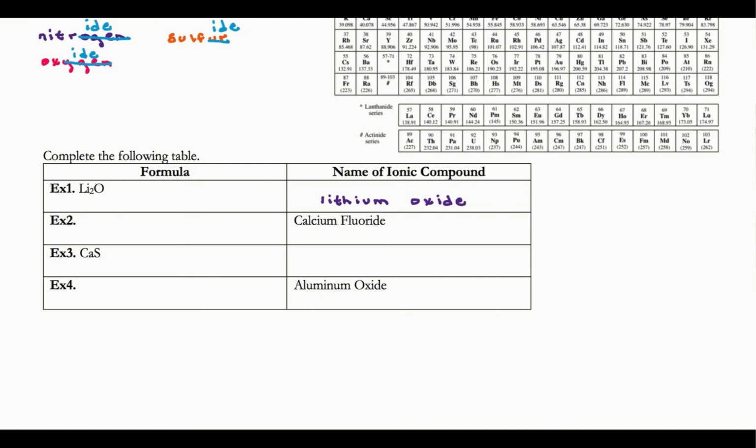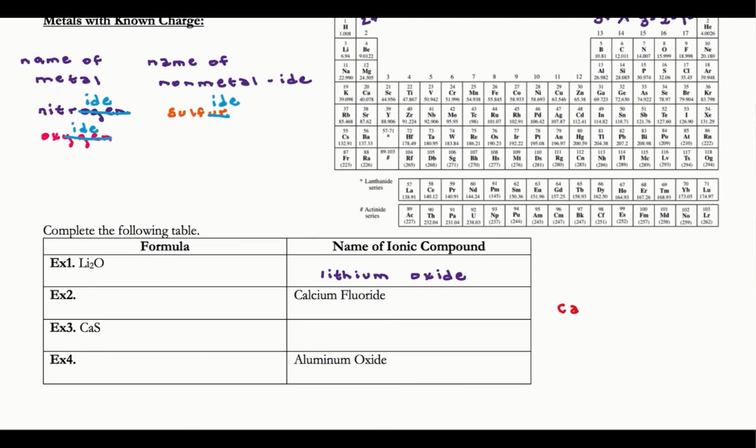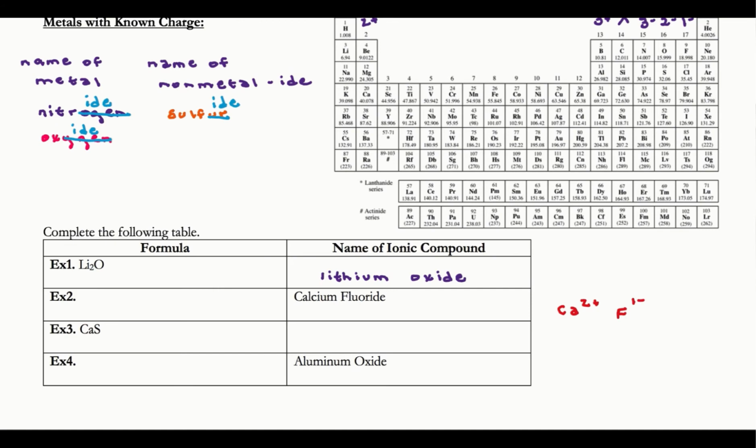Okay, calcium fluoride. I now need to write the formula for calcium fluoride. So I need to figure out the charges and cross my charges just like what we did up above. So calcium, if you look at your periodic table, it's a group 2 metal, so it has a 2+ charge. Fluorine is a halogen, so it has a 1- charge. And so when I cross my charges, the formula for this compound is going to be Ca. I'm not going to put a subscript 1, just CaF2.